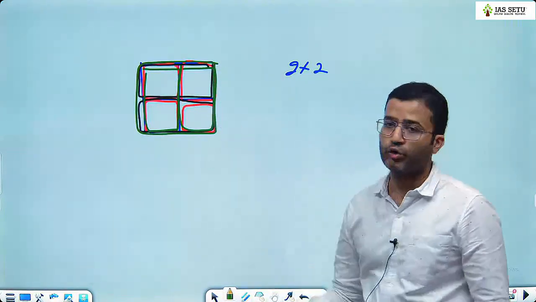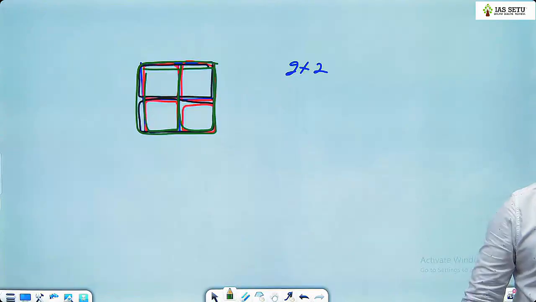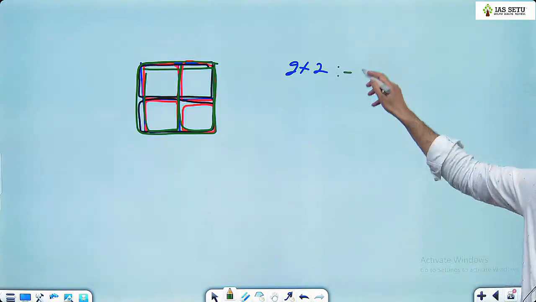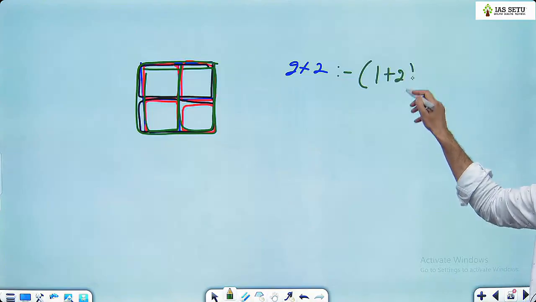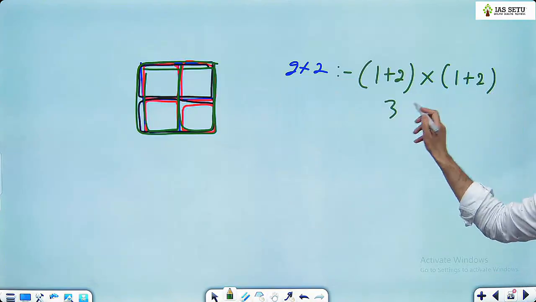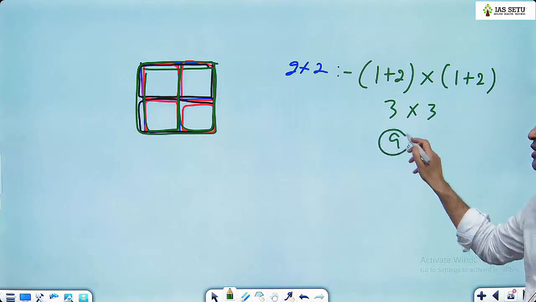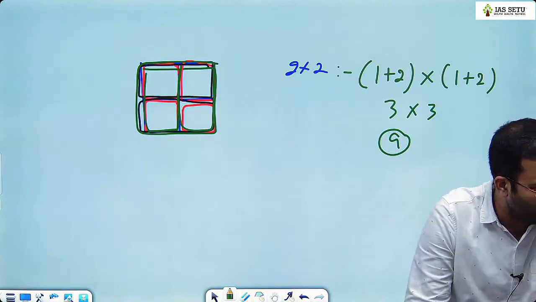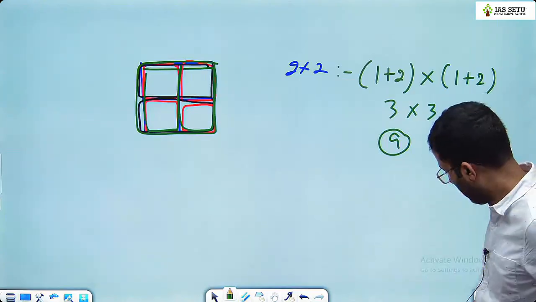You check manually: this figure has 9 rectangles. We apply our short trick for 2 by 2. Bracket start 1 plus 2 bracket close, second bracket start 1 plus 2 bracket close. 3 into 3 is 9. So this given figure has 9 rectangles, so our short trick is okay. I try a question, 4 by 4.